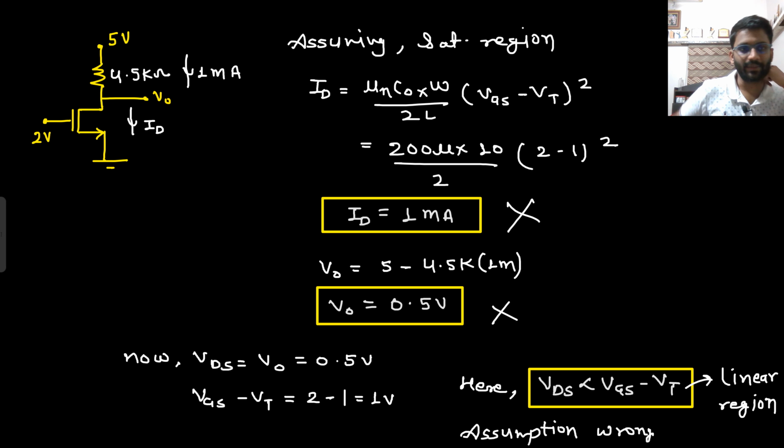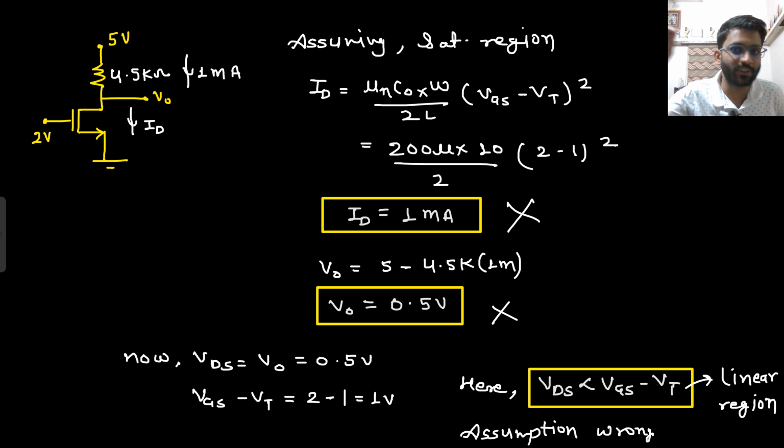Now we will make another assumption. What assumption can we make? Now we will assume that our MOS is working in linear region. Now you will say, sir, if it is not working in saturation region, it is certain that it should be working in linear region, so why are we calling it an assumption? It is an assumption only, because it is not sure that it is working in linear region only. If it is not working in saturation, it can be in cutoff as well.